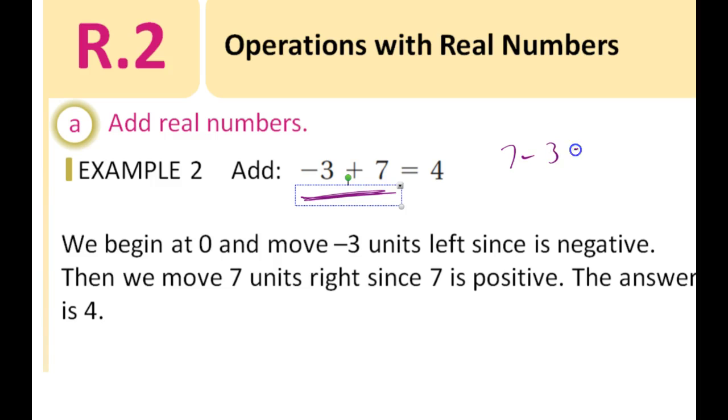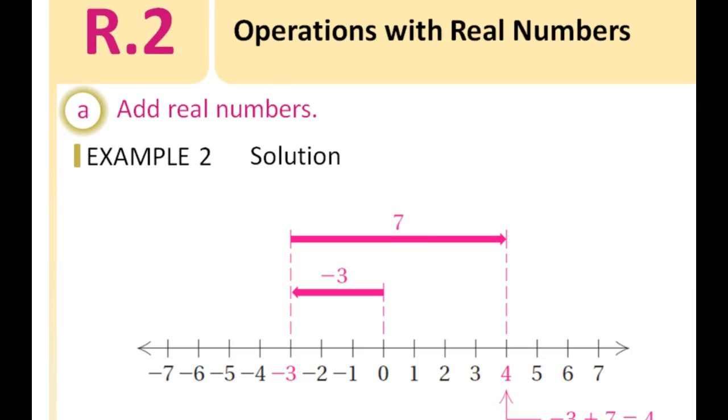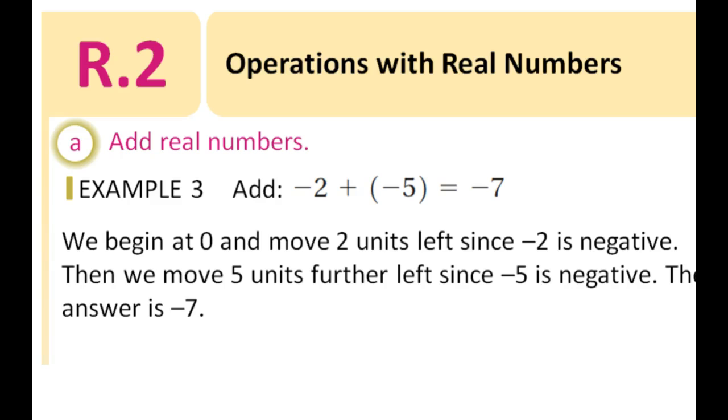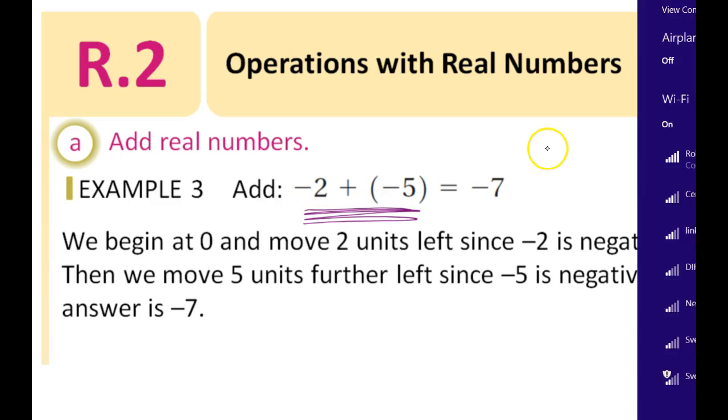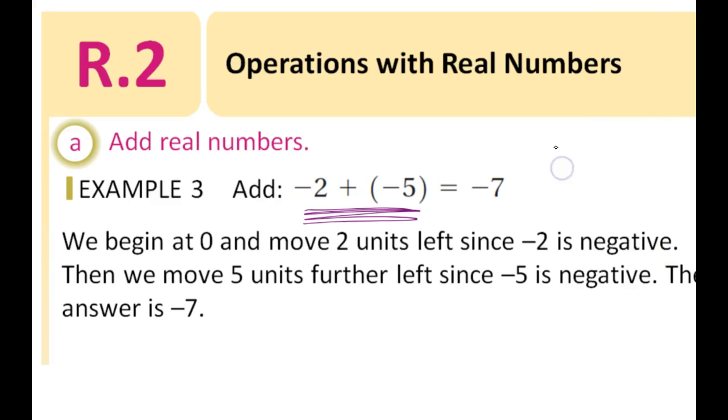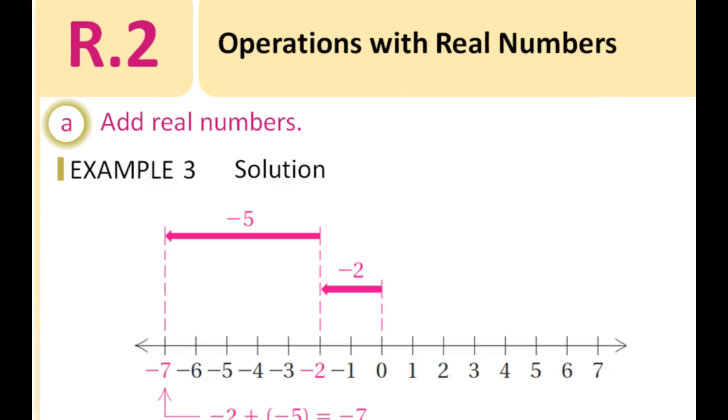7 minus 3 is 4, and I'm going to keep the sign of the larger. This time the larger is positive, so I'll keep a positive 4. There's the solution. Here, signs are alike. So this time, instead of subtracting, I would add. So 2 plus 5 is 7. And if signs are alike, this time I'm going to keep the common sign. Since they're both negative, I will keep the negative.